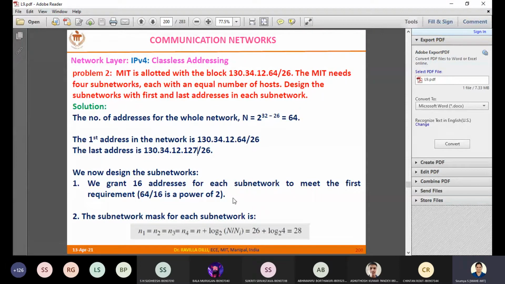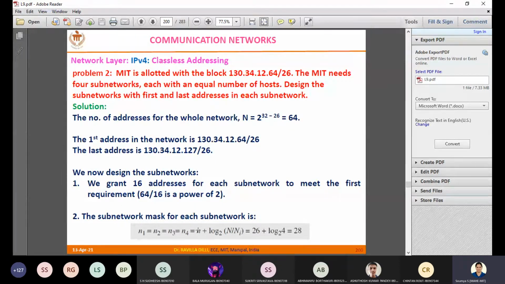Always remember one more thing over here. When you are subnetting, the number of addresses you provide to each subnet should always be a power of 2 value. Please bear this in mind. Anyway, here 16 is a power of 2, so nothing to worry. And then what would be the subnet mask? That is, what would be the /n value for each of these? How do you find that out? It is here.